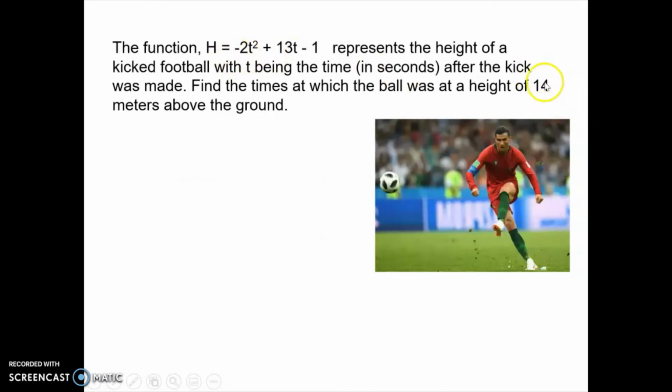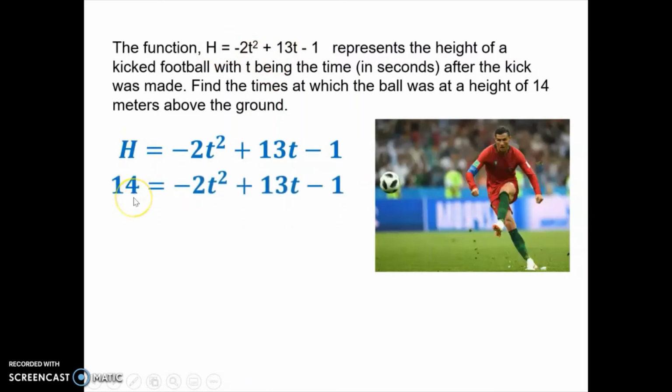Well, we know the height we're looking for is 14. So why don't we replace this h with 14, because we're saying height is going to be 14, and then we can solve for t. Let's try that. Here's our function, replacing h with 14, and we're going to solve when that happens. When we solve for t, t represents the time, so we will know when this happens. How about you give it a try?